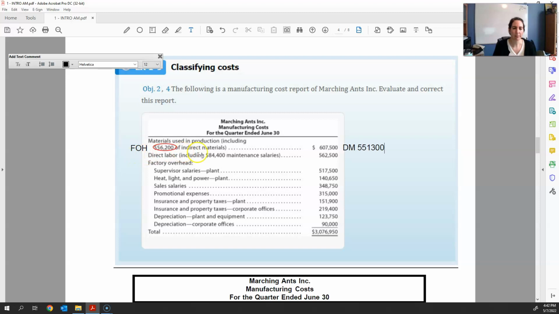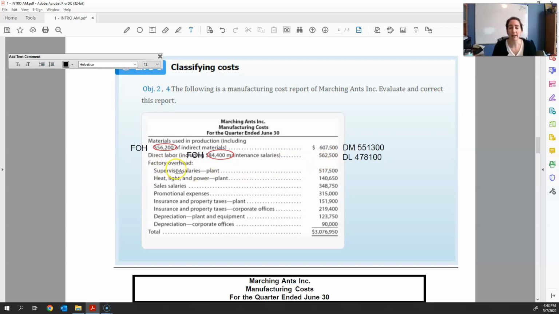We've got direct labor, including 84.4 of maintenance salaries. Well, maintenance salary is going to be an indirect labor, right? So that is going to also be factory overhead, that little piece right there. That means this is the direct labor salaries, if you will, 562,500. So we take 562,500 and subtract from it the 84.4 in indirect labor, and we're left with direct labor of 478,100.